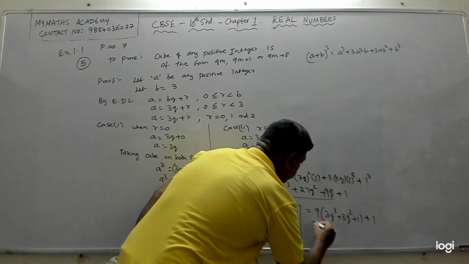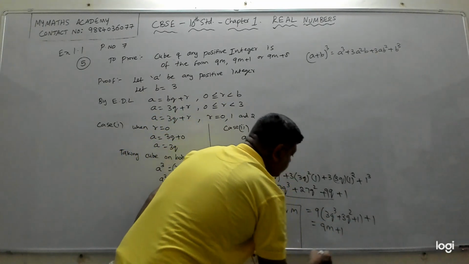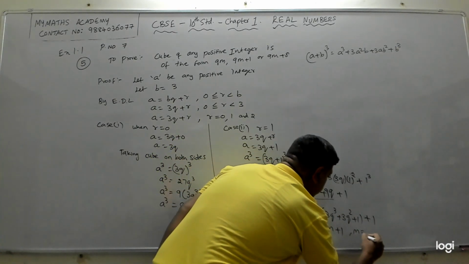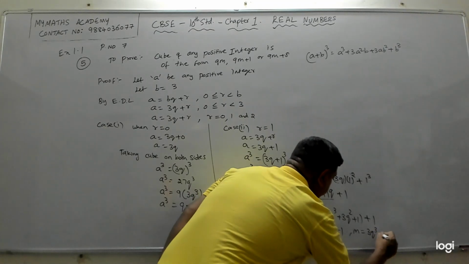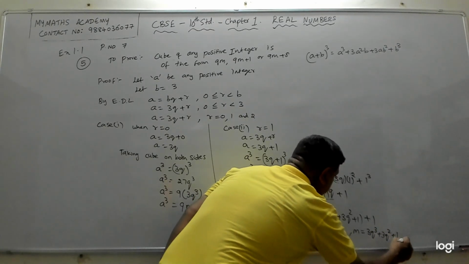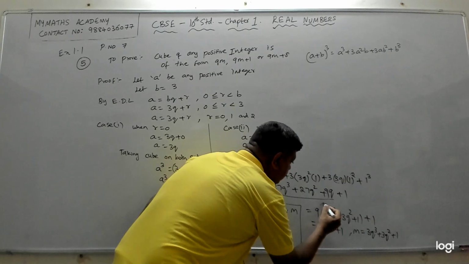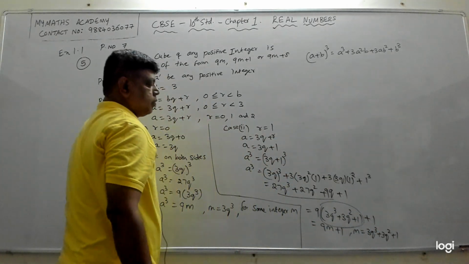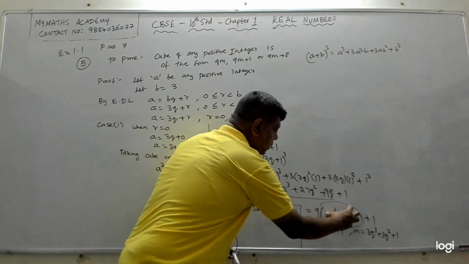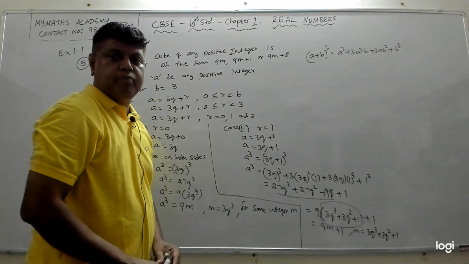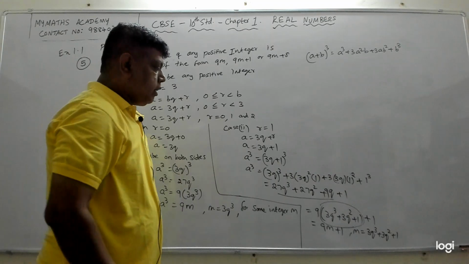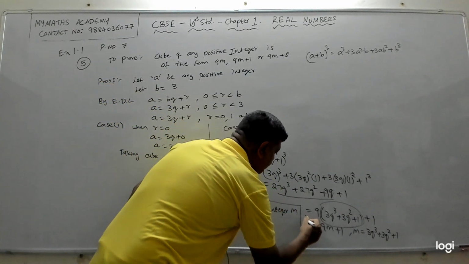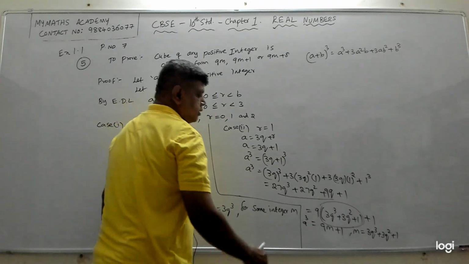Now this is of the form 9 into m plus 1, where m is this entire thing, where m is equal to 3q cube plus 3q square plus 1. So this entire thing, I am calling it m. This is 9 into m plus 1 in that form. Clear? So a cube is becoming like this.